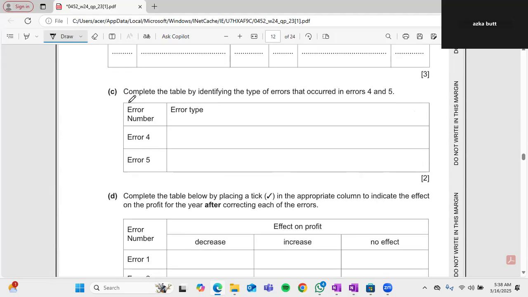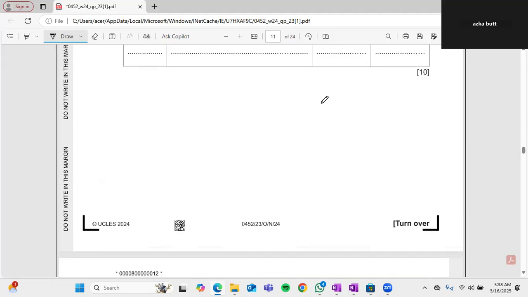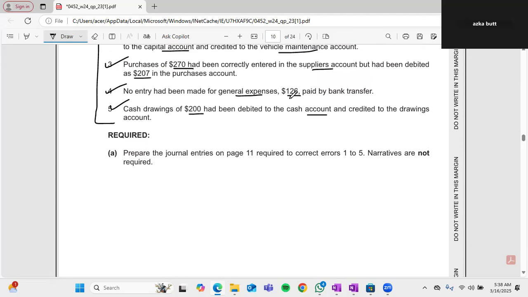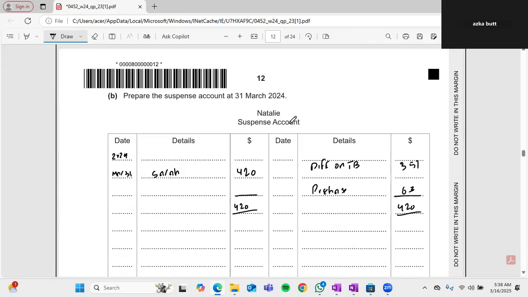Now let's see the C part. Complete the tables by identifying the type of errors that occurred in error 4 and 5. In error 4, no entry had been made for general expenses of 126 paid by bank transfer. So this is an error of omission, where you haven't made any entry. The fifth one is that cash drawings of 200 had been debited to the cash account. The drawing account should be debited, but it was mistakenly credited. So this is a complete reversal. We basically reverse the entries with each other.